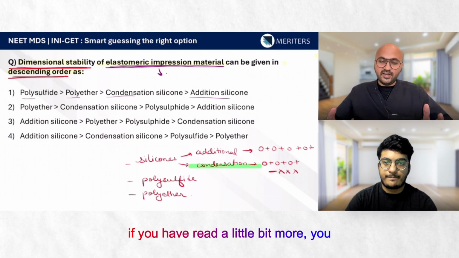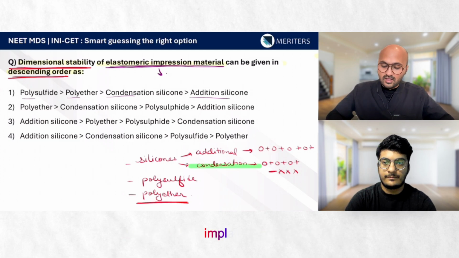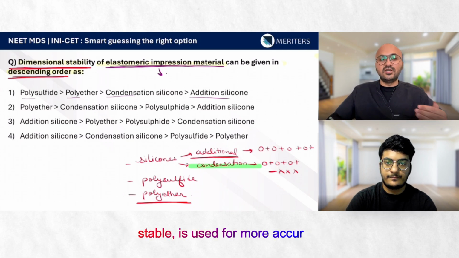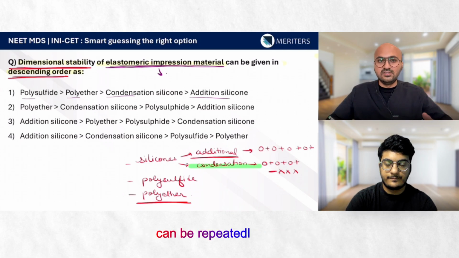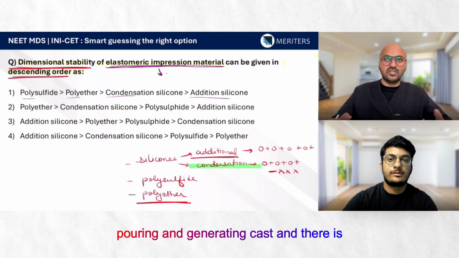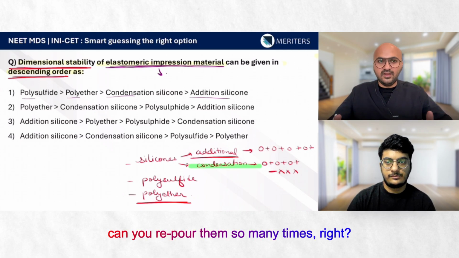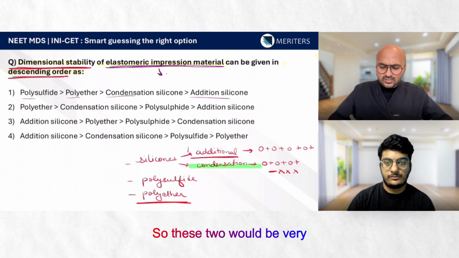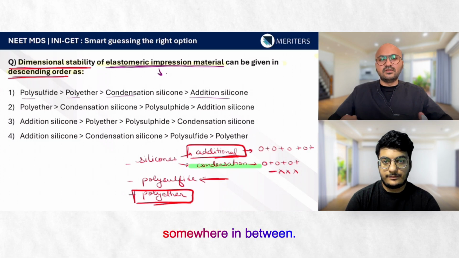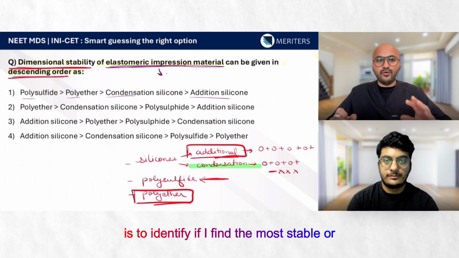Correct. Now, if you have read a little bit more, you would know that polyether is one of the most preferred materials for implants, for crown and bridge, full mouth rehabs. Even A silicon is very dimensionally stable, is used for more accurate impressions, can be repeatedly poured, can be used again and again for pouring and generating casts, and there is complete accuracy of these materials. Only if they are dimensionally stable can you re-pour them so many times, right? So these two would be very stable materials, which leaves polysulfide somewhere in between.